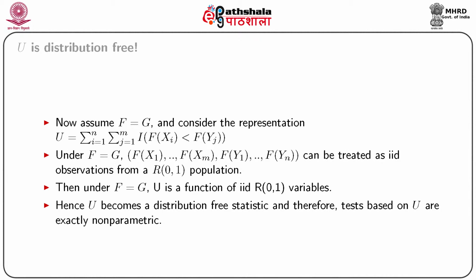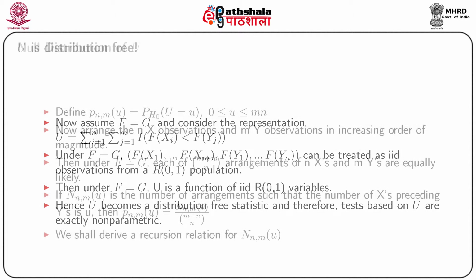Then, under f equal to g, U is a function of IID rectangular (0,1) variables. Thus, the distribution is independent of any f under f equal to g and depends only on m and n, that is, on sample sizes. Hence, U becomes a distribution-free statistic and therefore tests based on U are exactly non-parametric.